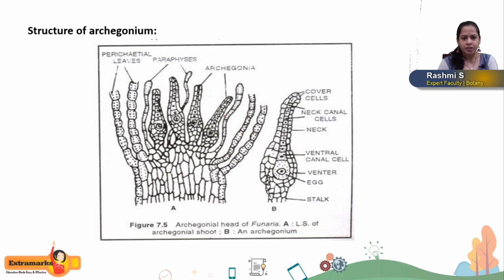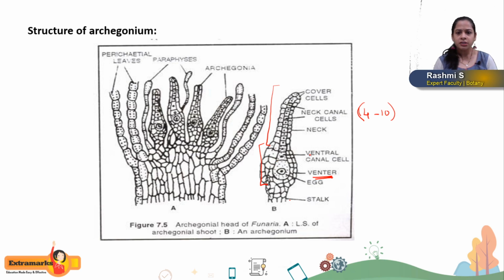Then in the archegonium structure, each archegonium contains a stalk, a swollen base which is called the venter, and an elongated structure called the neck. The neck is very long and it contains neck canal cells. So these are neck canal cells, you can see. They are 4 to 10 in number. And these neck canal cells produce chemical substances which attract the antherozoids towards the archegonium.